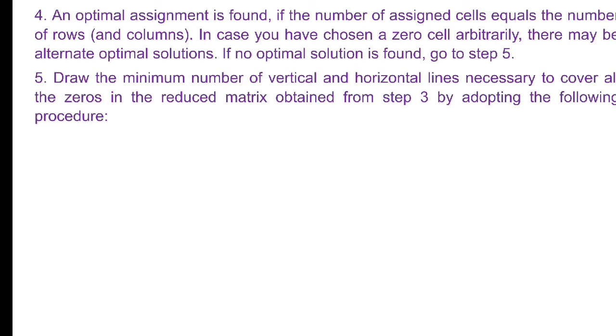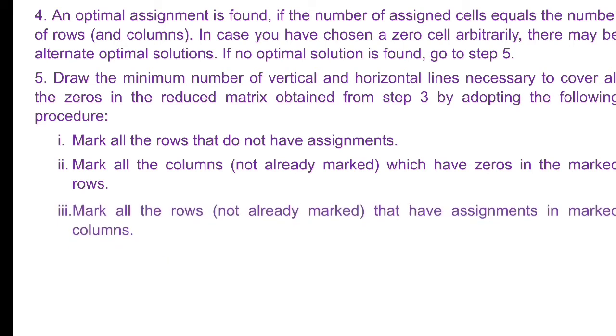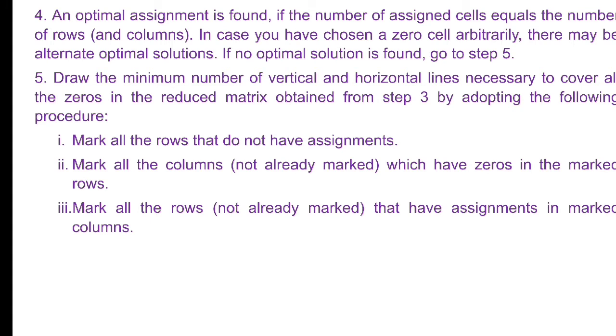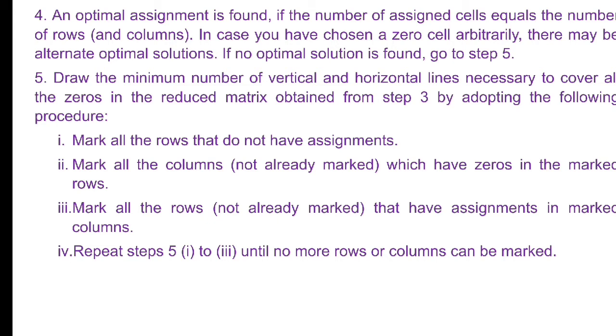obtained from step 3, adopting the following procedure. That means covering the maximum zeros with the minimum number of lines. Mark all the rows that do not have assignments. Mark all the columns not already marked which have zeros in the marked rows. Mark all the rows not already marked that have assignments in marked columns. Repeat until no more rows or columns can be marked.